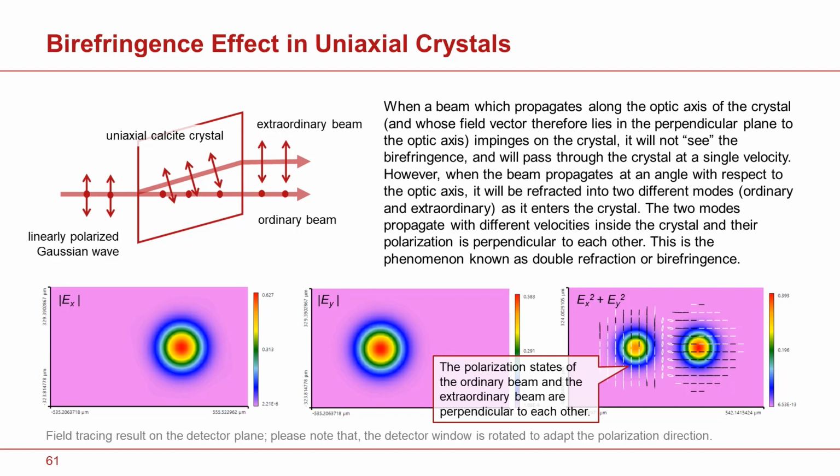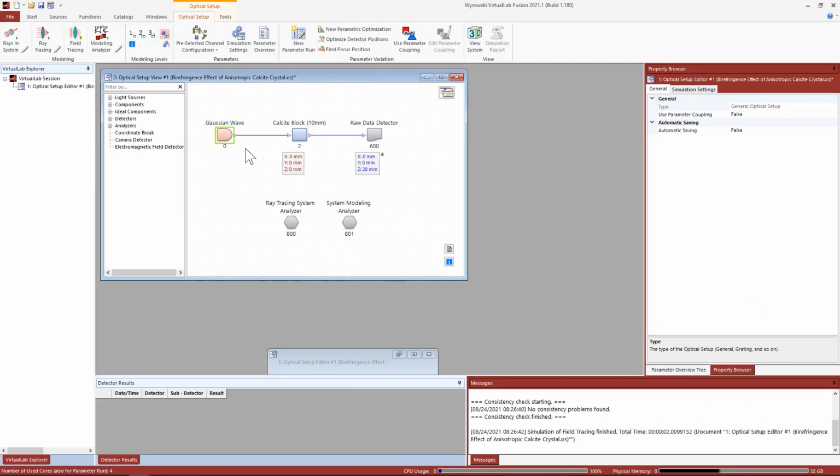So let's go directly to VirtualLab Fusion for this example. Here we are again. The system, as we can see, is rather straightforward from the point of view of the number of components that we have. We have our Gaussian wave source, we have our calcite block, and we have a detector to observe the field, the light, after it leaves this crystal block.